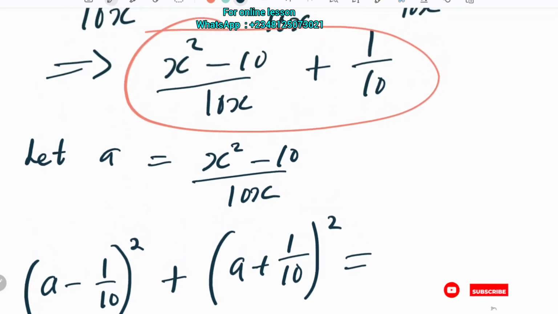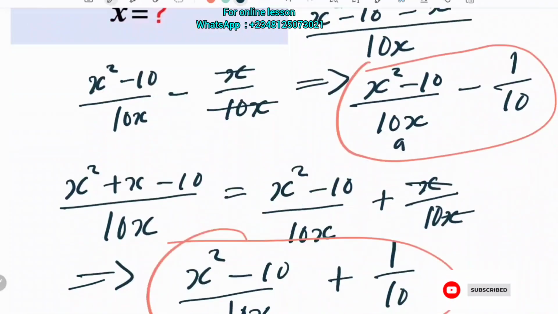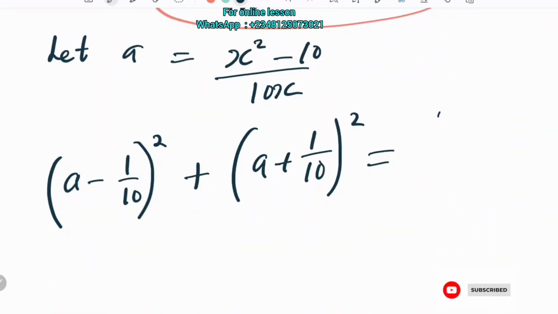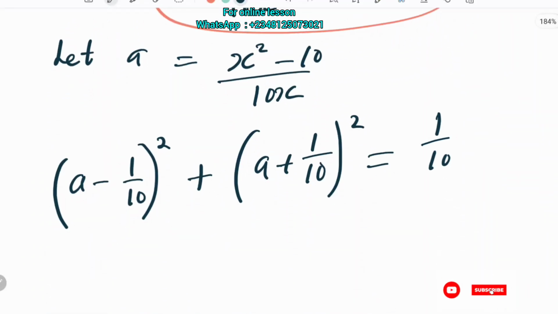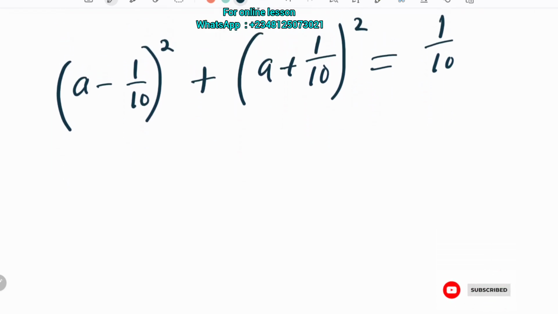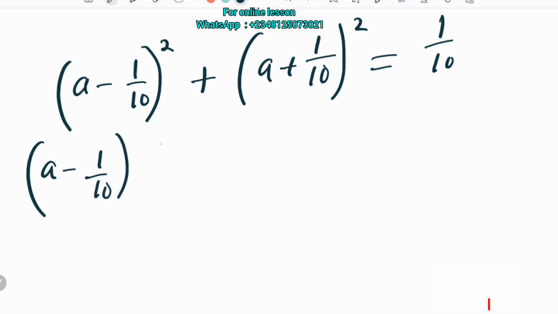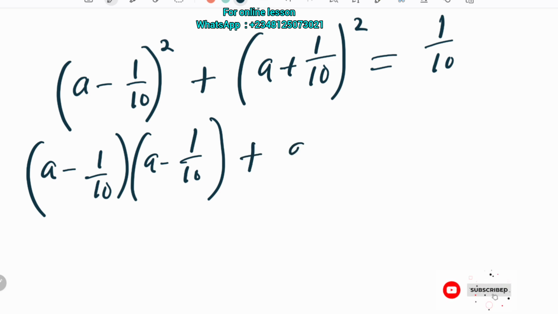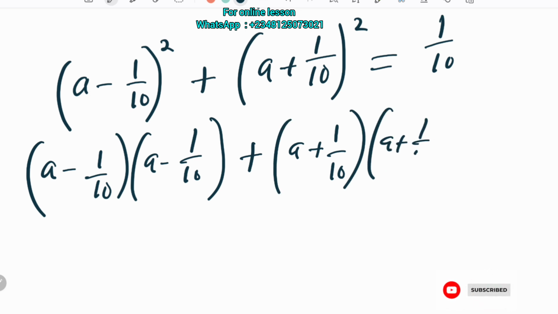Then let us equate it to what do we have there? 1 over 10. So we have 1 over 10. So what we are going to do now is to open the brackets. So we are going to open the bracket here and simplify. So here is A squared. We're having A times minus 1 over 10, then minus 1 over 10 times A, then plus this other one will have a plus 1 over 10, then also a plus 1 over 10, equal to 1 over 10.